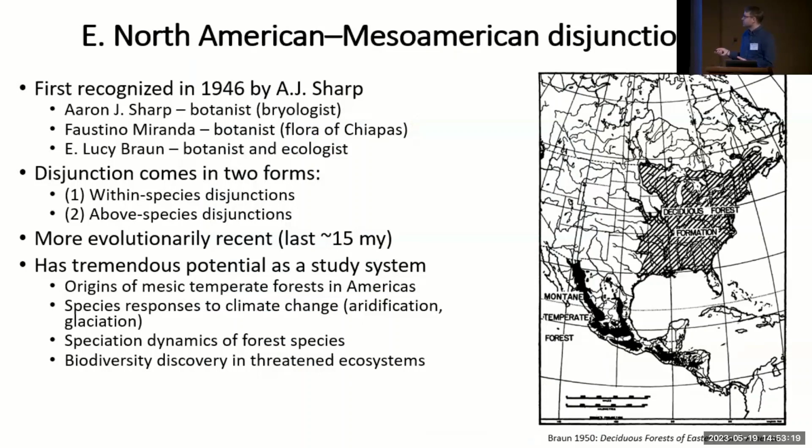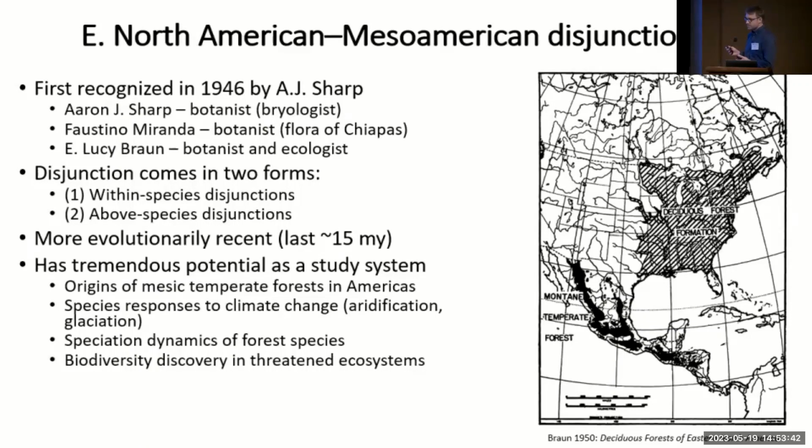Lucy Braun was another prominent botanist who did some work on this disjunction pattern. And it's an interesting pattern, and it comes in two forms. You have individual species that are disjunct between these two regions, and then you have closely related species or lineages that are disjunct between these two regions, so kind of like above-species disjunction patterns.